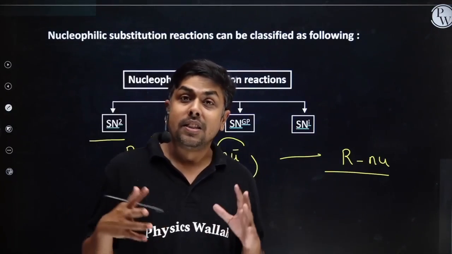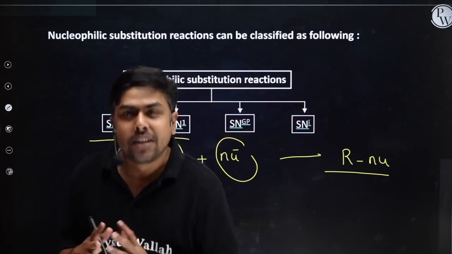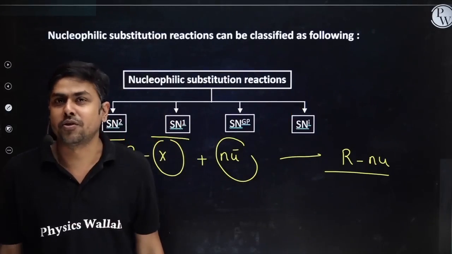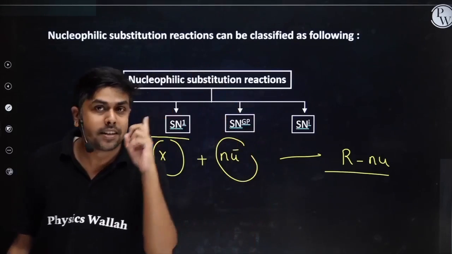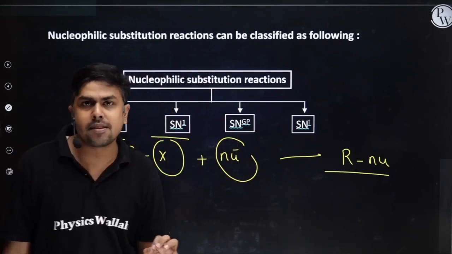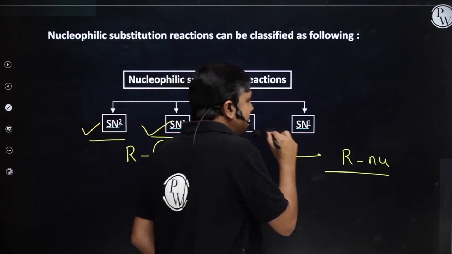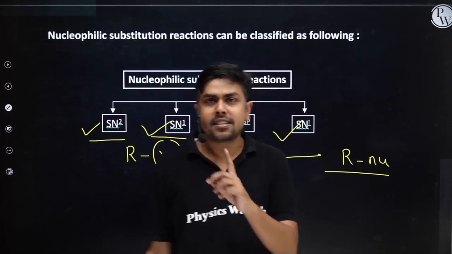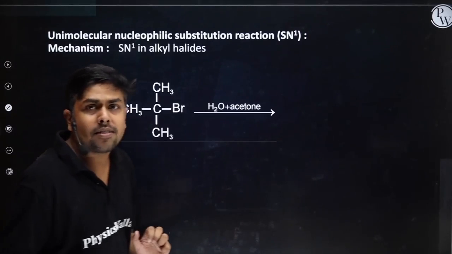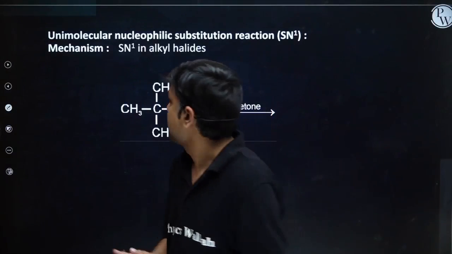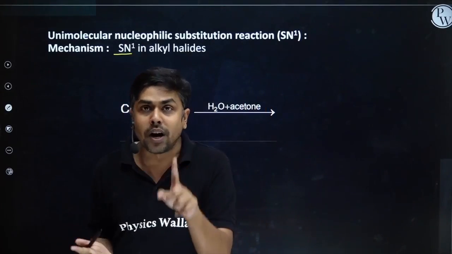Depending on the nature of substrate, depending on the nature of nucleophile, we can have different types of nucleophilic substitution reaction. All these reaction mechanisms, reaction pathways we have discussed in the third lecture. Here we will briefly discuss all these: SN1, SN2, SN-NGP as well as SNi. Let's start one by one. Let's first of all talk about SN1 reaction. The name itself says SN1. SN stands for nucleophilic substitution, 1 unimolecular.